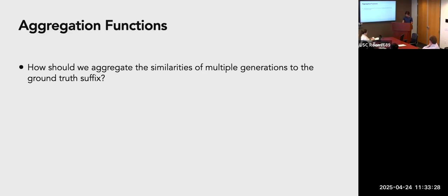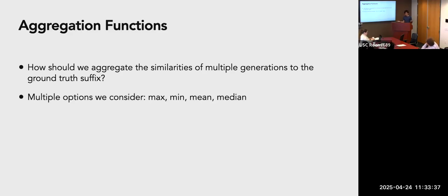And then finally, we also have this question, which I alluded to: how do we aggregate the similarities of multiple generations to the ground truth suffix? We have 4 basic functions which we're considering: max, min, mean, median. We did some exploratory work, maybe training a classifier on these, but we found the performance is good enough using these existing functions. And in practice, we find that doing the max works the best.